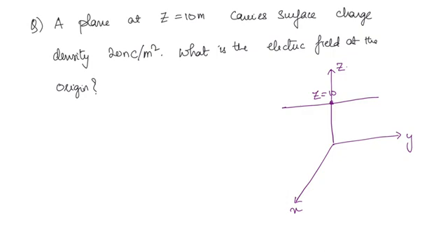The surface charge density is given as 20 nanocoulomb per meter square. If you take a plane like this and you want to find out the electric field at the origin, we know that for an infinite sheet, the electric field will be perpendicular to the plane.